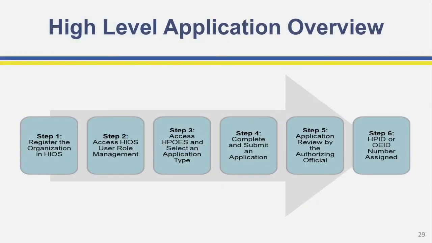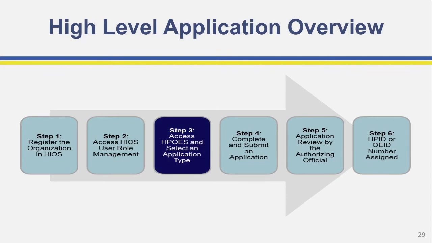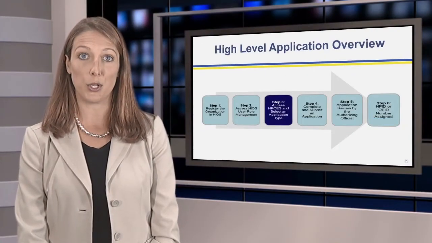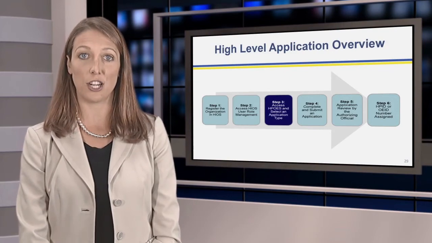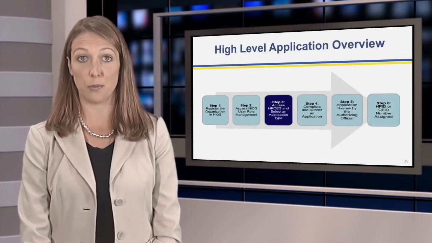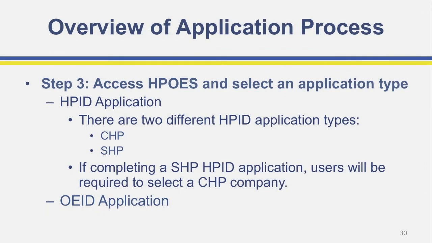We will now review Step 3, accessing HIPPOS and selecting an application type. At this point, we know your company exists in HIOS and your access and user role management has been approved. Since we are walking through the OEID application process, we know that you are not a health plan and are not eligible to obtain an HPID.